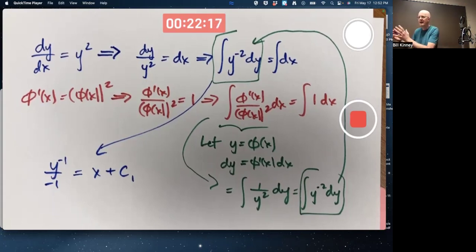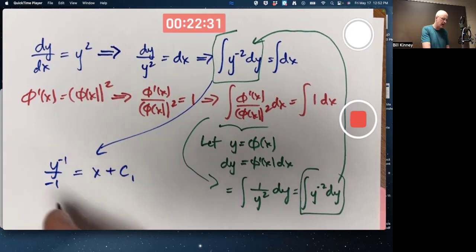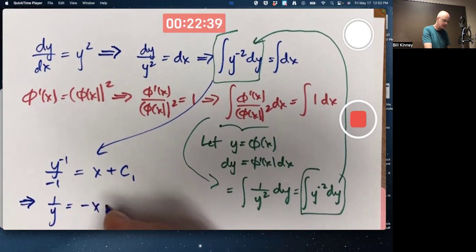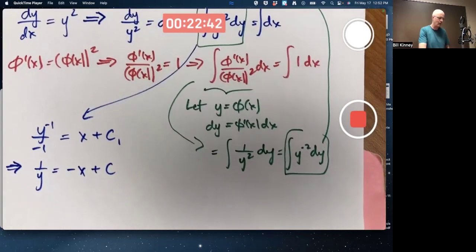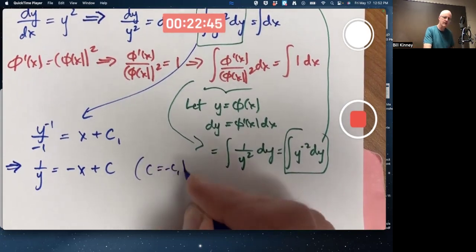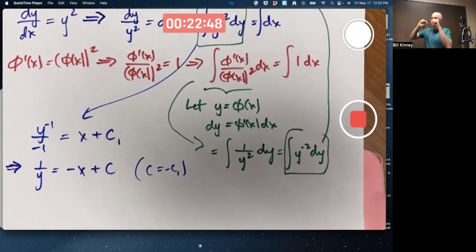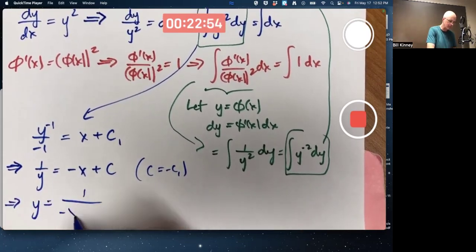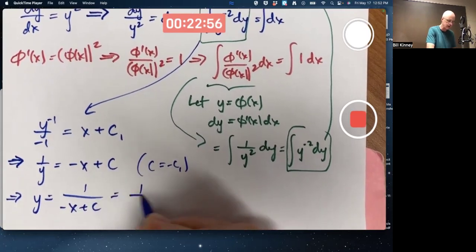If we had gotten a logarithm on the left, we'd exponentiate to get rid of it, but we don't have a logarithm now. We still try to solve for y, though. We still want to find y as a function of the independent variable. Multiply both sides by negative 1 first. Right, y to the negative 1 is 1 over y. I'll do that, where c really is negative c1. Then take the reciprocal of both sides. Flip it. y must be 1 over negative x plus c, or maybe you prefer that as 1 over c minus x.